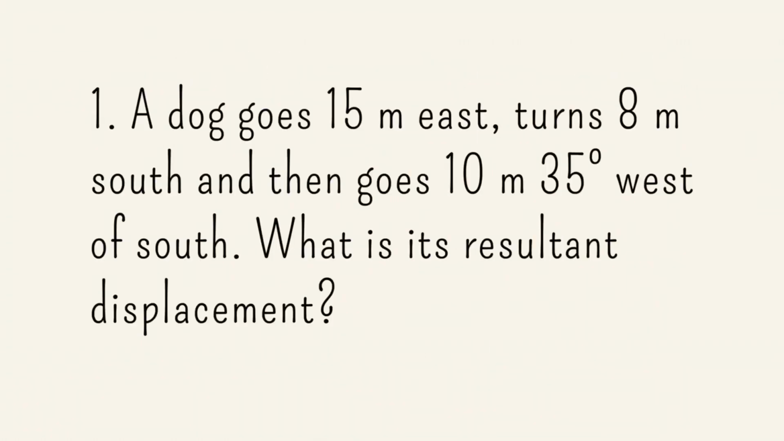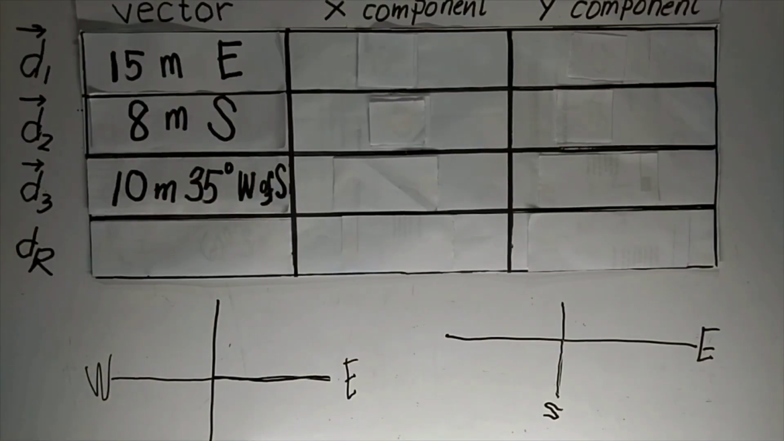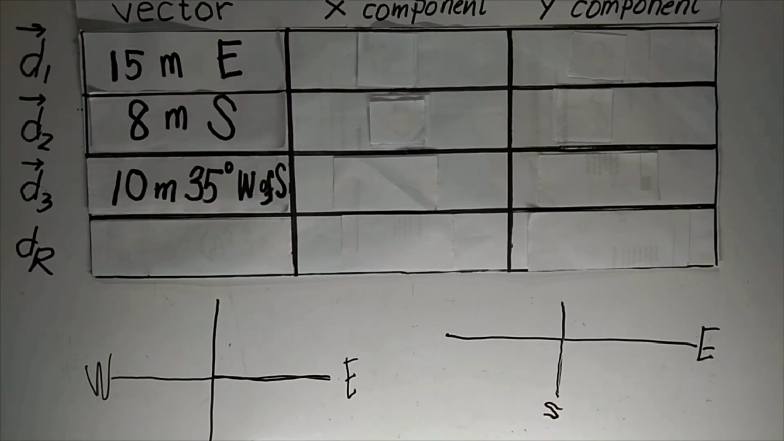Let us now solve sample problem number 1. A dog goes 15 meters east, turns 8 meters south, and then goes 10 meters 35 degrees west of south. What is its resultant displacement? To solve the problem, we are going to tabulate all the given information and the x and y components. We will now plot the vectors, starting with displacement 1, which is 15 meters east.